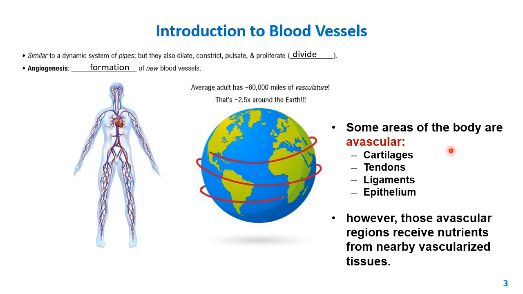So we've seen also that the areas of the body that do not directly have blood vessels, if they are considered alive, like live cells, they still have to get nutrients. They're coming from the blood. So usually those areas that are avascular are in very close proximity to a very vascularized tissue. And the diffusion of the nutrients from that vascularized tissue is really what is keeping those cells alive.